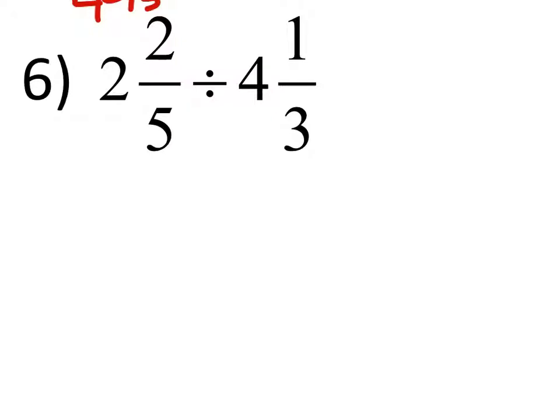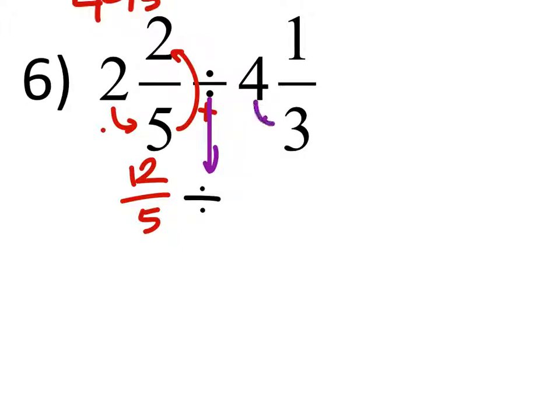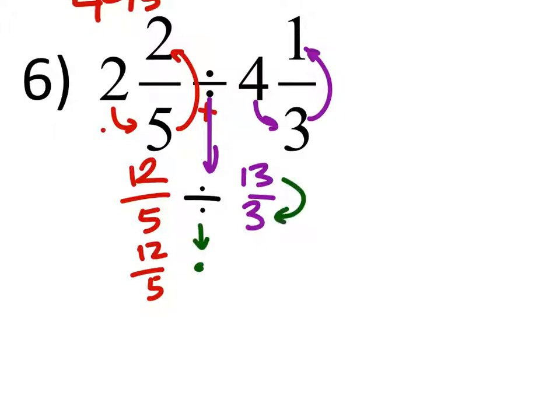Number 6, same idea on this one. Let's change 2 2/5 into an improper fraction. So 2 times 5 is 10 plus 2. I got 12/5. And again, we're going to change this to multiplication. Well, I apologize, I can't do that quite yet because this is still a mixed number. So I got 4 times 3, which is 12 plus 1, and 13/3. So now I can change this into multiplication. So I got my 12/5, but I'm going to change this into multiplication by reciprocating this fraction, 3/13.